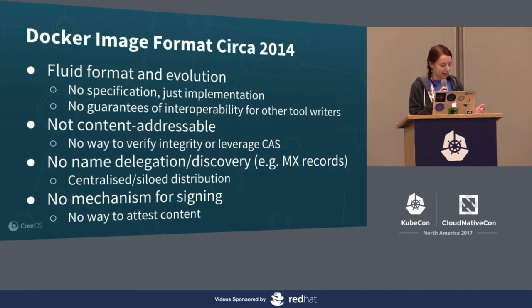There were also some technical gaps in the format, like a lack of content addressable images or image signing, and the fact that image distribution couldn't be delegated. These were things that we really cared about, and we saw other people really care about these things too. And unfortunately, they weren't being addressed in the Docker community.